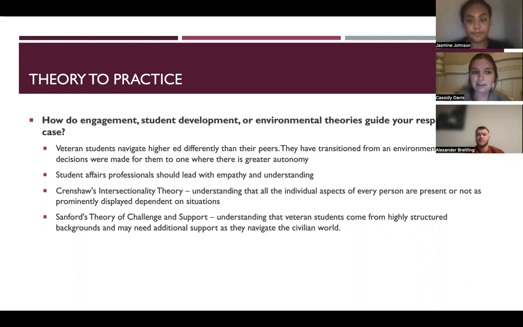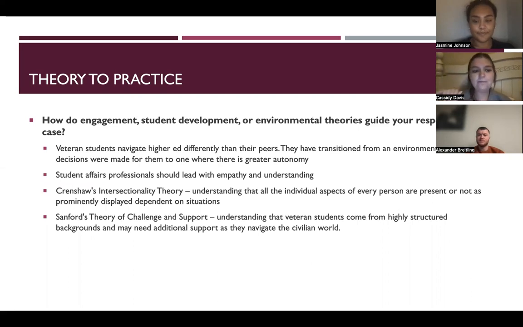Two theories that we really leaned into were Crenshaw's intersectionality theory. So again, understanding that all the individual aspects of every person are present or not as predominantly displayed, dependent on situations. What we mean by that is understanding that Juan's veteran status or race, gender, socioeconomic background, whatever it may be, is going to be displayed differently dependent on the situation and dependent on how a student affairs professional or other students approach him with that, right? If Jasmine is approaching me with empathy, I'm probably going to respond more empathetically than if I'm met with harsh tones. I'm probably going to want to be harsh back. And so recognizing that the different traits someone has are going to show up differently and overlap consistently regardless of a situation.